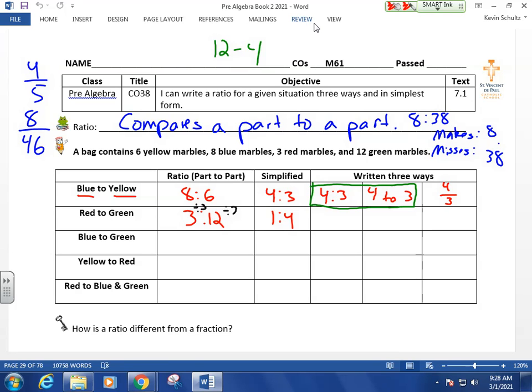Okay, for every 1 red one, there are 4 green ones. Written 3 ways, with a colon, with the word, and if we're talking about slope, 1 to 4 in fraction form like that. How about blue to green? Blue to green. How many blue? How many green? What are the parts here? Blue to green.